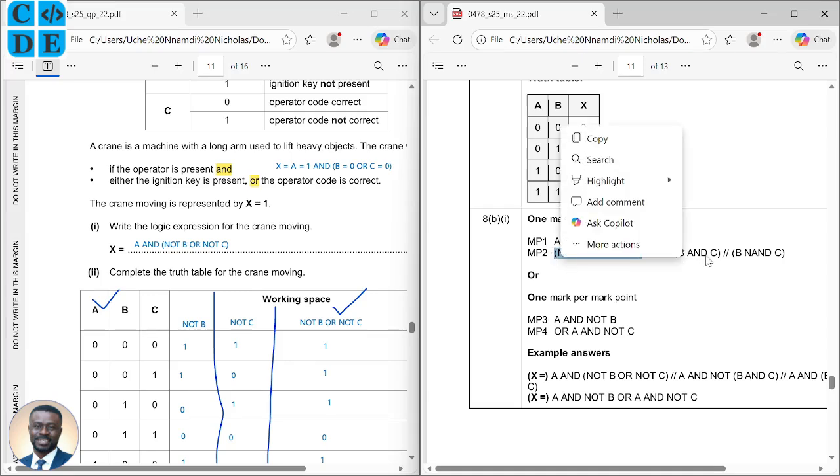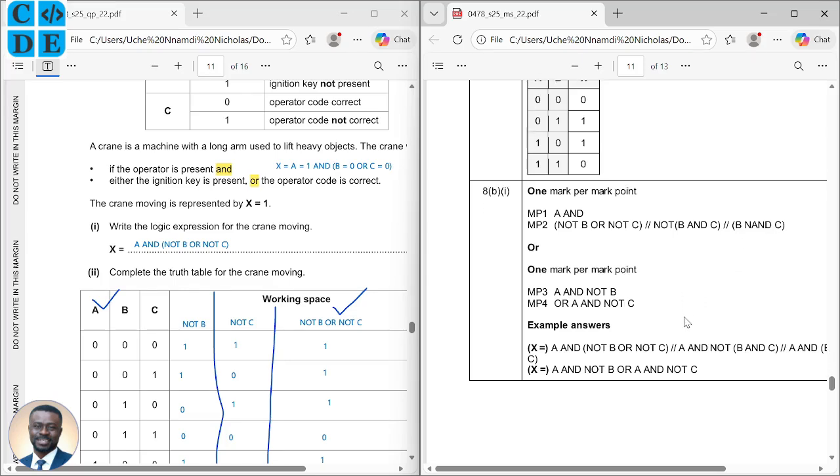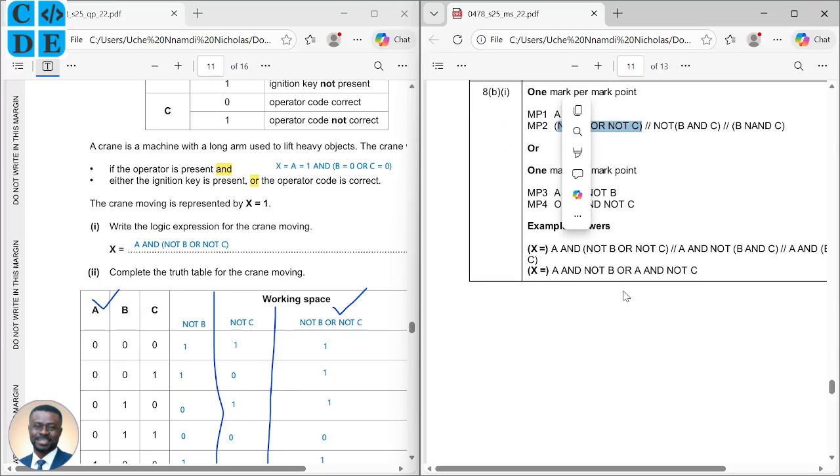So you can write it this way, or you can simplify the expression by taking the NOT gate outside. But when you're doing that, this needs to change to AND. Or you can use the NAND gate. So any of the approaches works. This is what we did and it still works. So this is the correct, complete answer, or any of these approaches that you want to take.